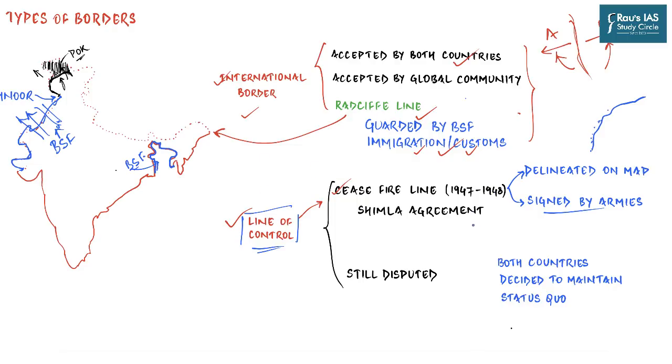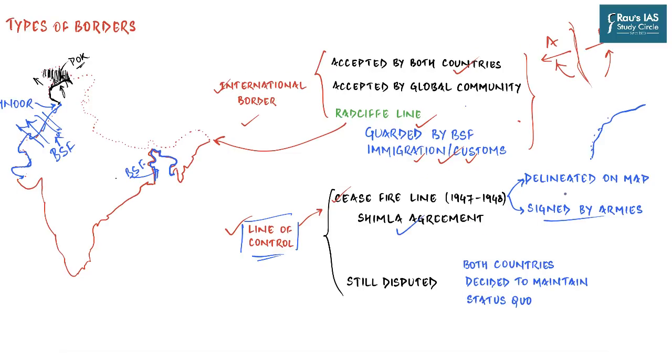And this is the basic difference between an international border and a non-international border. So you can say that the line of actual control is a kind of practical arrangement on the ground among the militaries of the two countries. But having been delineated on a map and agreed by both the armies does not imply that it is an agreeable situation as far as both countries are concerned.